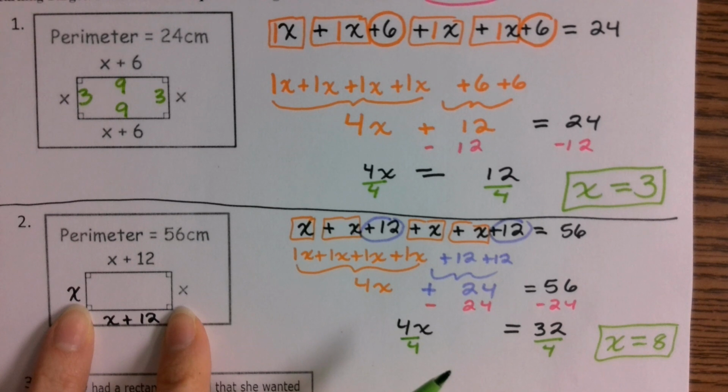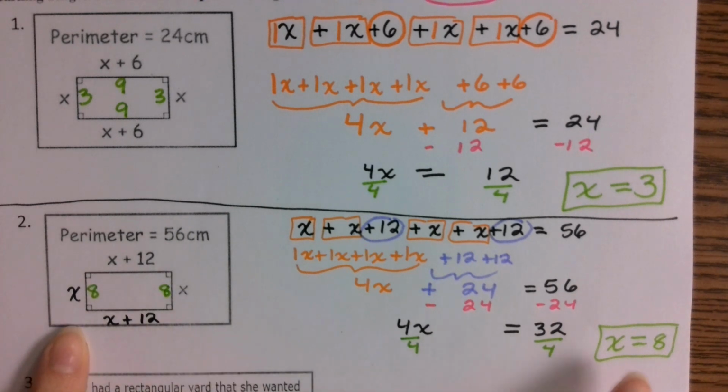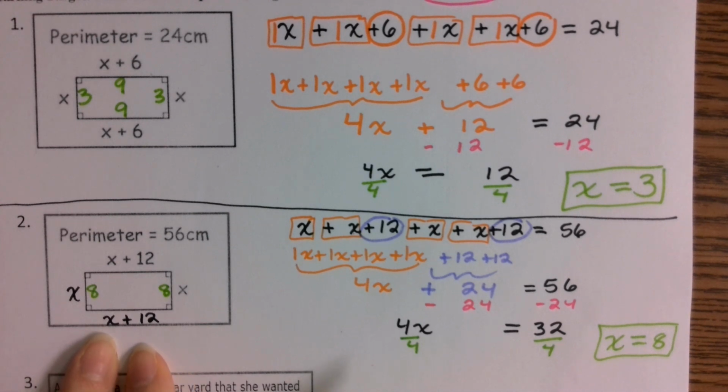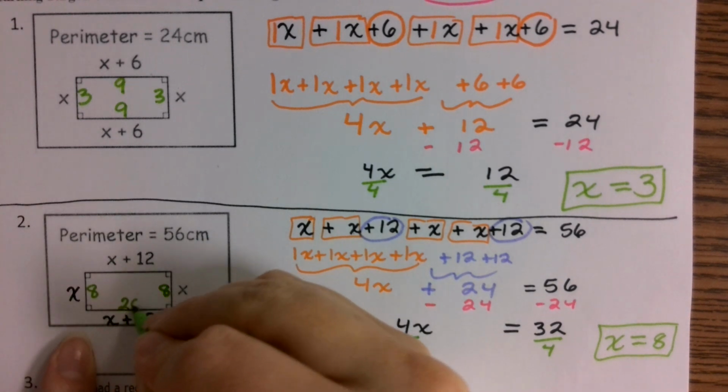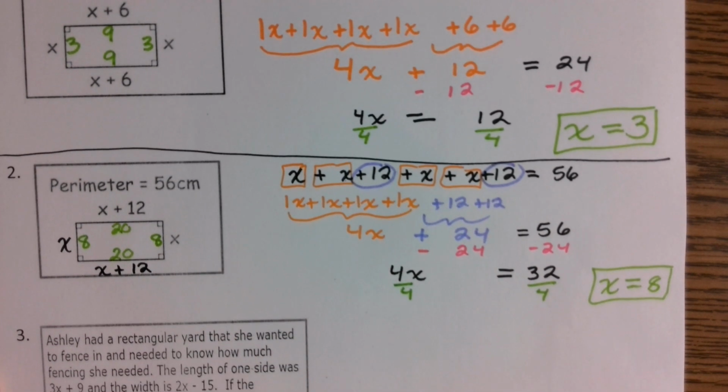If I substitute my value in, what does it make it? 8. This is 8. This is 8. If I substitute the 8 in for my x, what does that make the bottom and the top measurement? 20, right? x plus 12. 8 plus 12. That makes this a 20 and this a 20. So you know your measurements. So if they're asking, hey, what's your length? What's your width? You know what they are.